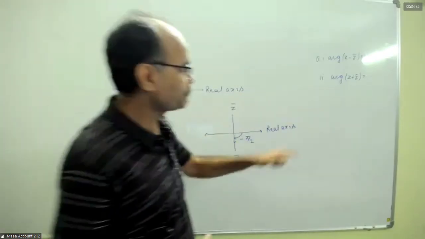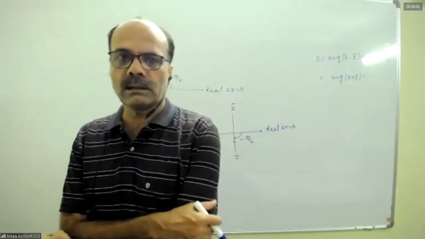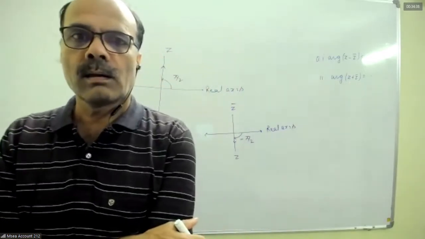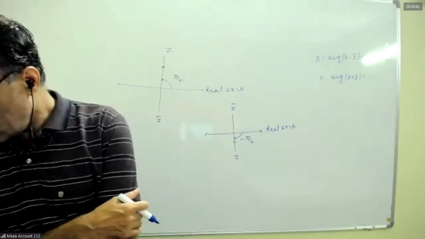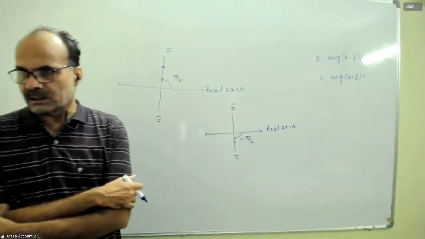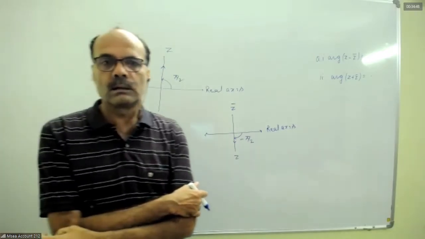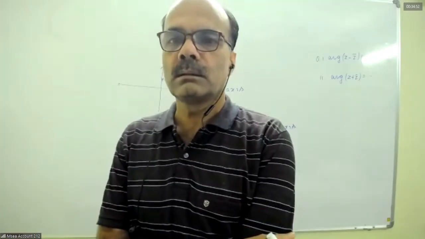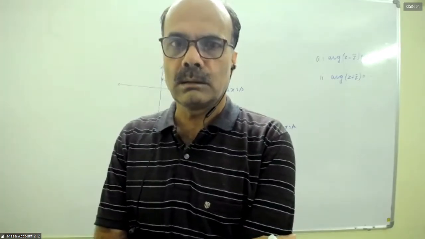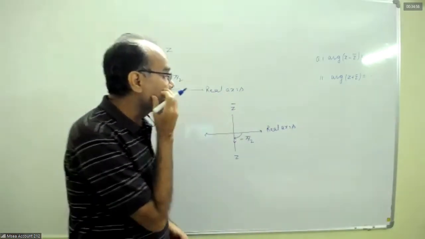If Z is a complex number, Z plus Z conjugate is always real. Yes, sir. Z plus Z conjugate is always real, and Z minus Z conjugate is always imaginary.